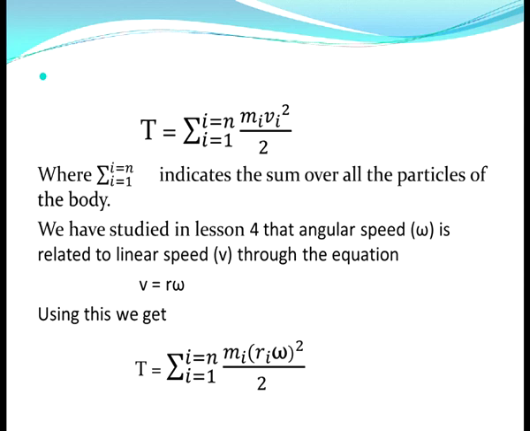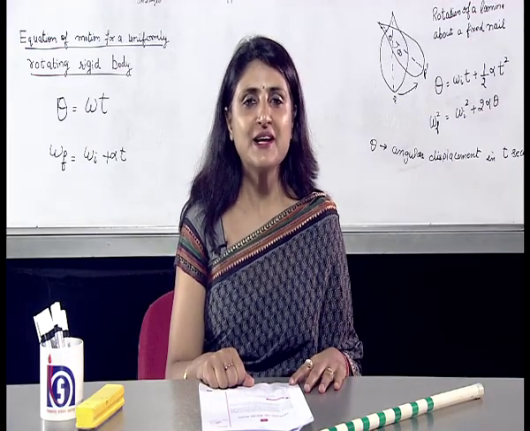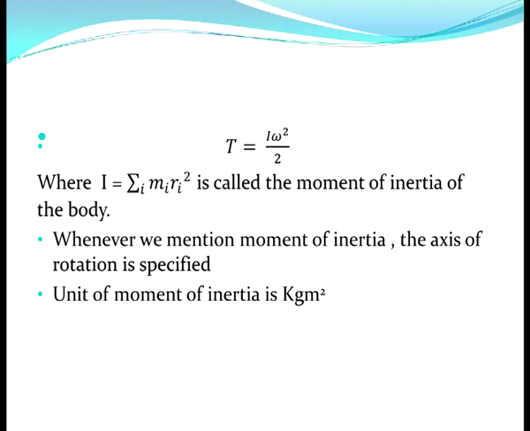We have studied in lesson 4 that angular speed is related to linear speed through the equation v is equal to r omega. Now, we will substitute this in the above equation. We get T is equal to summation, i going from 1 to n, of mi (ri omega) whole square divided by 2. So we get T is equal to I omega square by 2, where I is equal to summation over i of mi ri square, which is called the moment of inertia of the body.